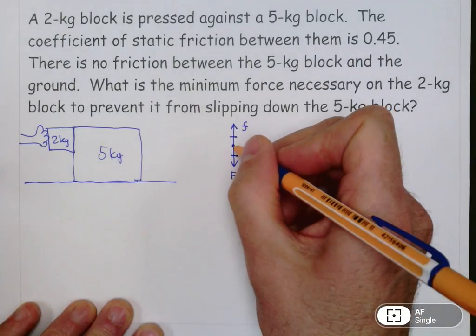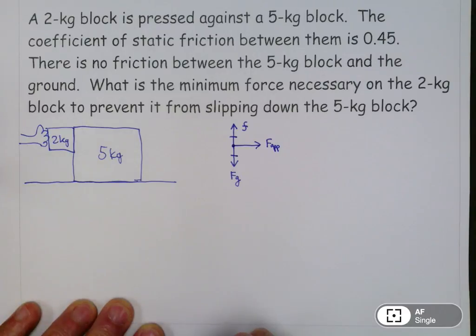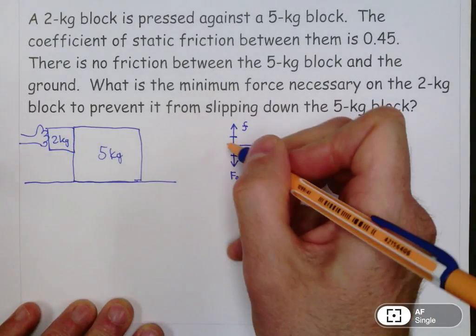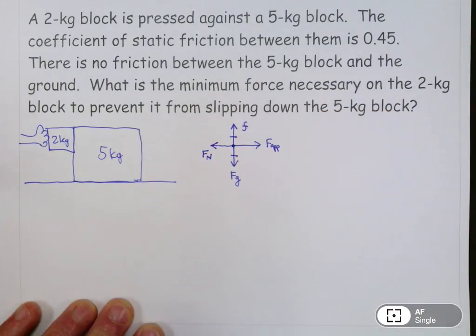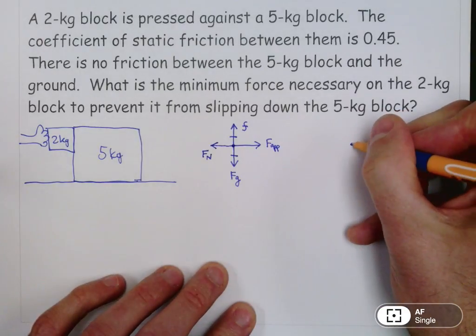Well, the person who's doing the pushing, so the applied force, is touching the 2 kilogram block. And don't forget that the 5 kilogram block is also going to exert a normal force on it. So somewhat of a complicated free body diagram for the 2 kilogram block. Let's think about the 5 kilogram block.